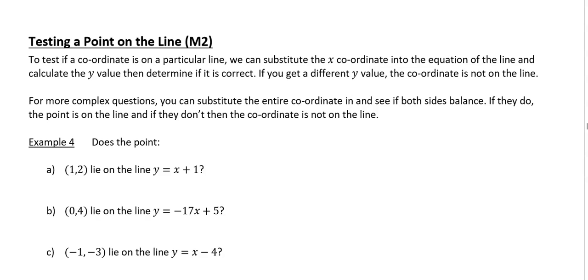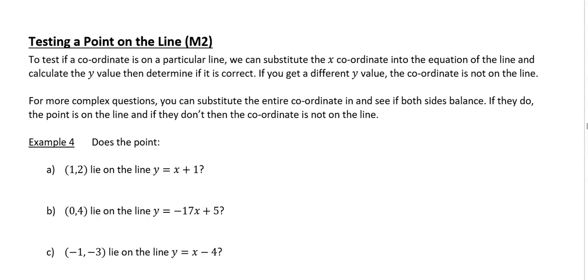So what we're going to do in this video is test, first of all, if a point is on a line. To test if a coordinate is on a particular line, we can substitute the x coordinate into the equation of the line and calculate the y value, then determine if it's correct. If you get a different y value, the coordinate is not on the line. For more complex questions, you can substitute the entire coordinate in and see if both sides balance. If they do, the point is on the line, and if they don't, the coordinate is not on the line.